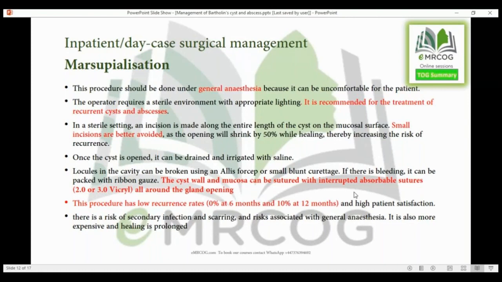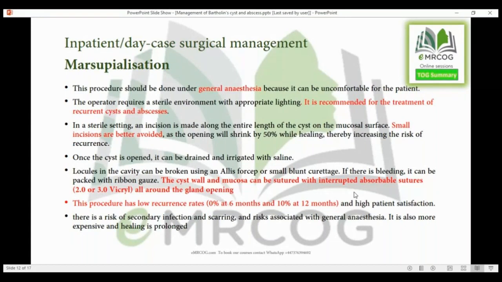But it is the recommended treatment for recurrent cysts and abscesses. So when you have a case with recurrent cyst and abscess, don't think about any other thing but marsupialization. And when it's recurrent cyst after marsupialization, you are going to need excision of the gland itself.